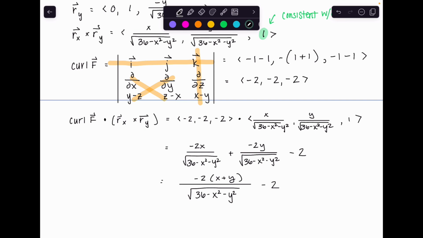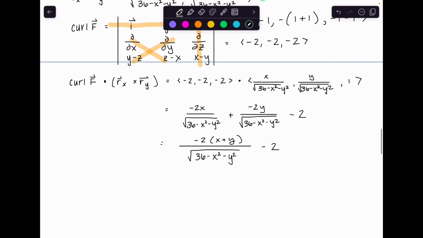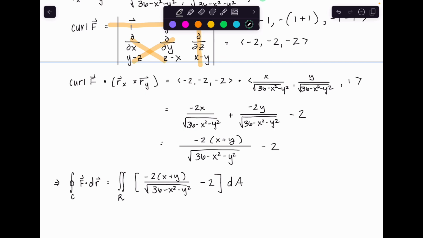So I now want to set up my integral. To find the line integral over this curve C, instead we turn it into a double integral over that surface, but in this case it's found by using that region R, and then on the inside we put exactly what we just found. And then our region R is that circle of radius 3 in the xy plane.